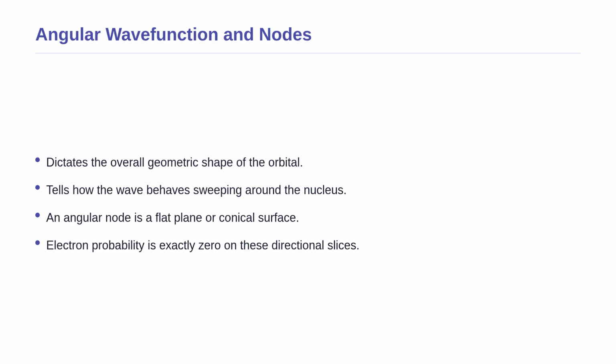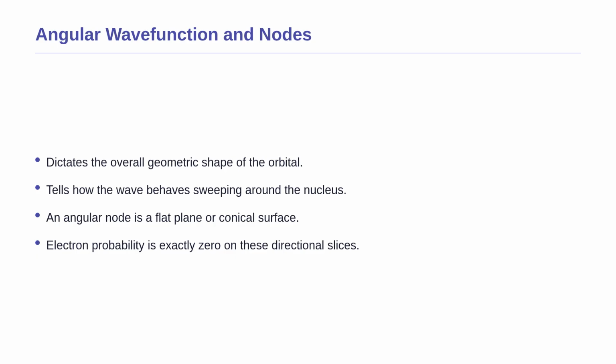Now that we understand the radial part, let us look at the angular wave function. While the radial part dictates the size and internal layering, the angular part dictates the overall geometric shape of the orbital. It tells us how the electron wave behaves as we sweep our view around the nucleus at a constant distance. If the value is the same in every direction, you get a perfect sphere. But if it changes, you get complex shapes. This brings us to angular nodes.